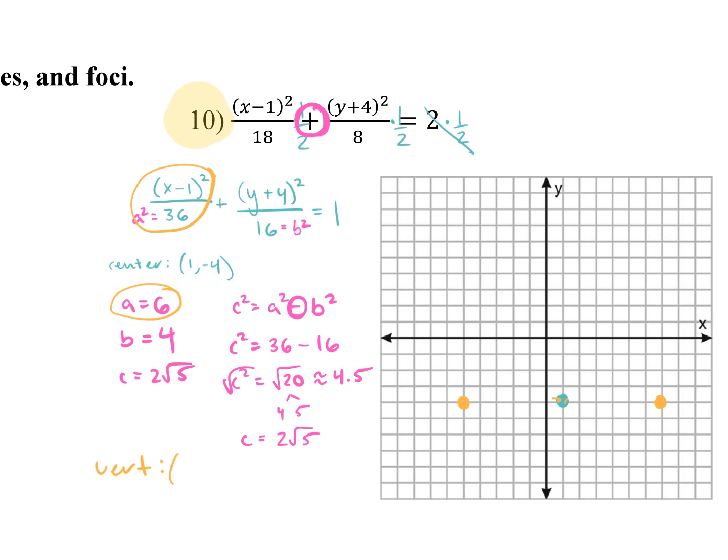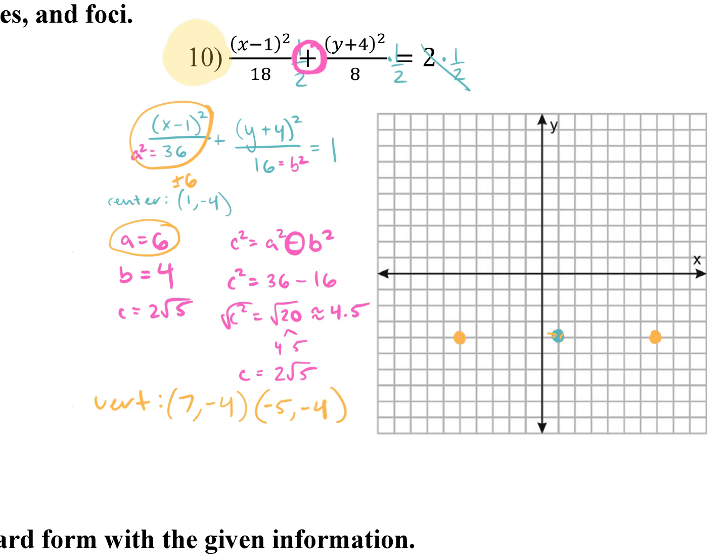So my points for my vertices, I can just look at my graph, or we could add and subtract 6 to the x. So we would get 7 comma negative 4 and negative 5 comma negative 4. Next, we can find our co-vertices. Co-vertices, we look at the B. Since B came from under the Y, we're going to go up and down 4. So from the center, I'm going to go up 4 and down 4.